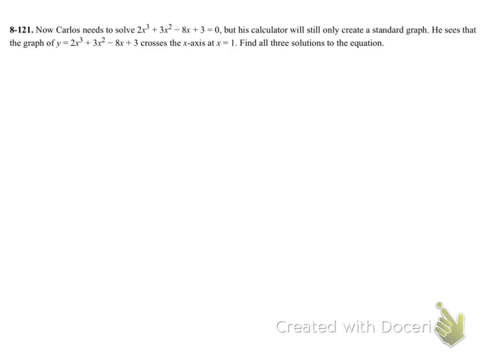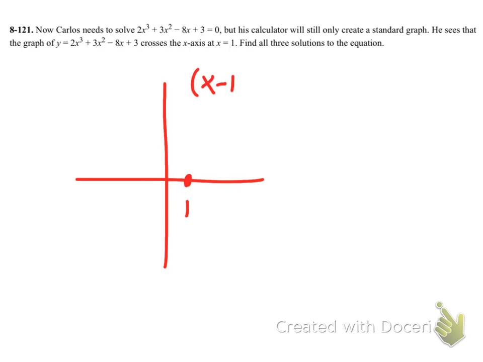Problem 121 has us taking a look at a polynomial. It gives us some information about that. First of all, on a graph, it's going to cross the x-axis at 1. So however this polynomial looks, I know that I have an x-intercept right here at 1. That means the factor that gives that to me is x minus 1. That's the factor that gives 1 as a root.